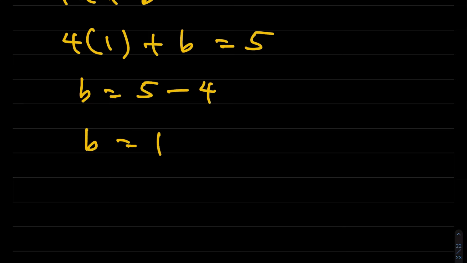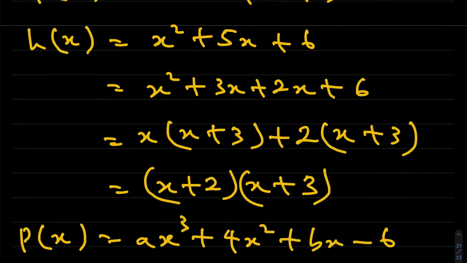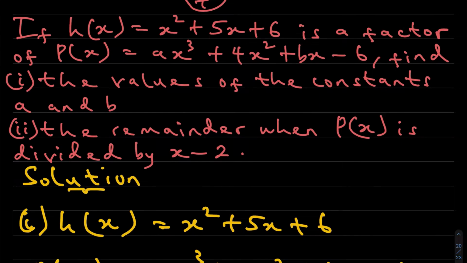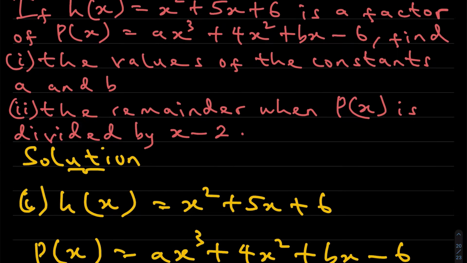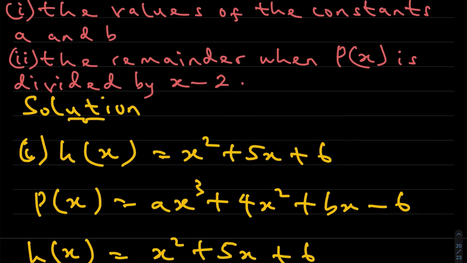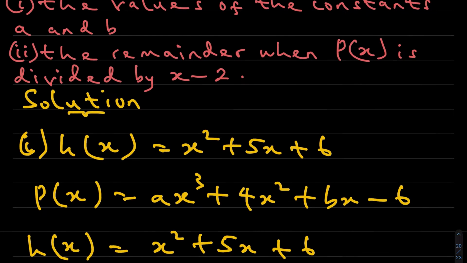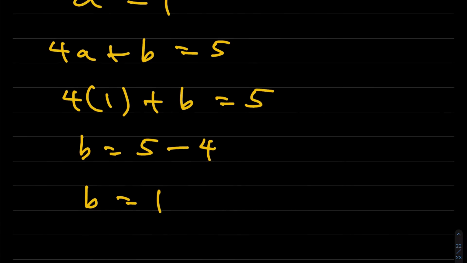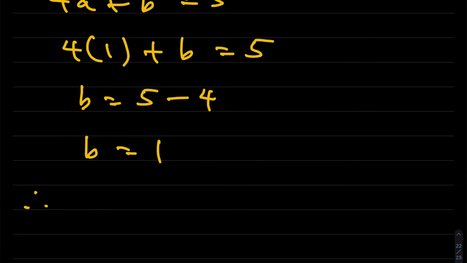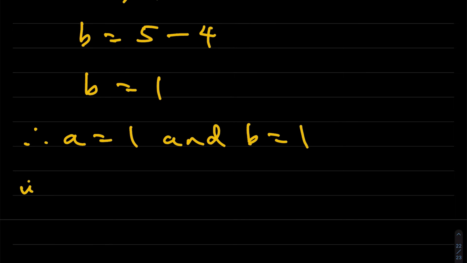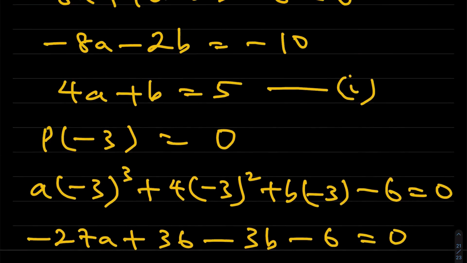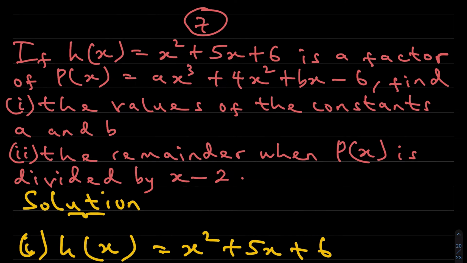Yeah, so, what's the question? Let's go back to the question to see what we have to do. Find the values of the constants a and b. That's the first one. And the second question, find the remainder when p of x is divided by x minus 2. So I already have the values of the constants a and b. A equals 1 and b also equals 1. Now to the second question, which is Roman figure 2. Find the remainder when p of x is divided by x minus 2.